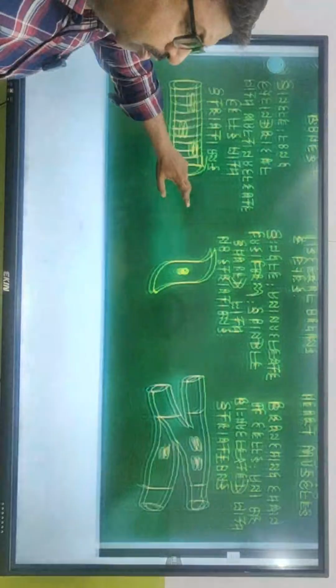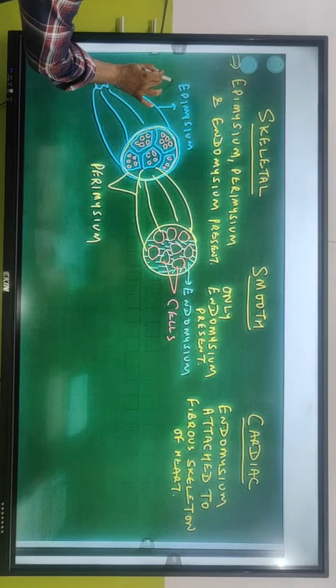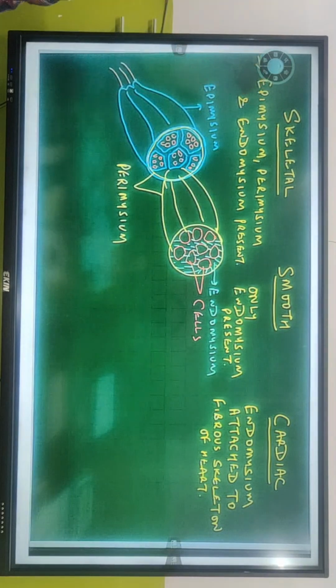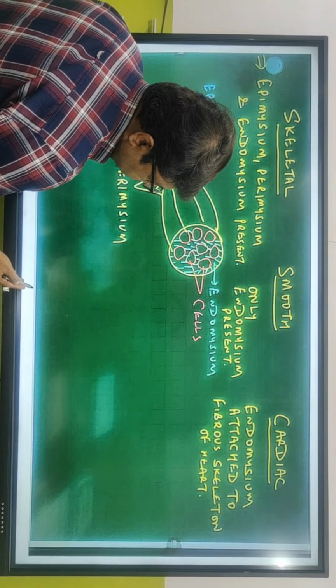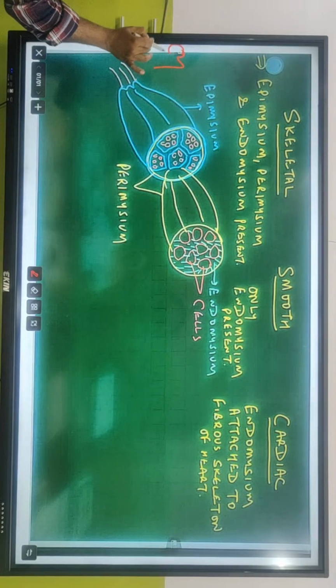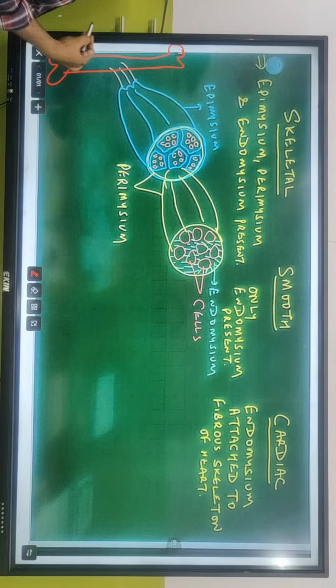Endomysium. I will tell you that. Look, this is a muscle cell. This is a muscle cell. Yes. Look, here is your bone. This is your bone and this is your biceps.